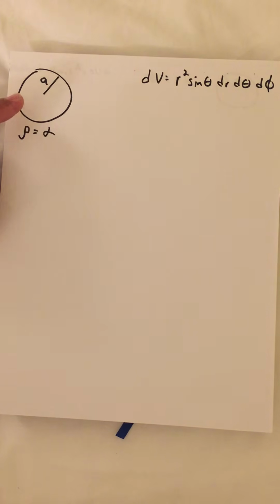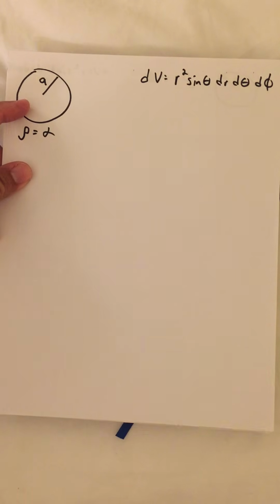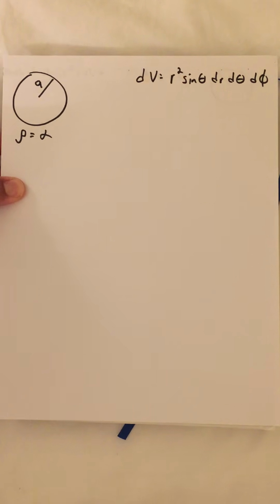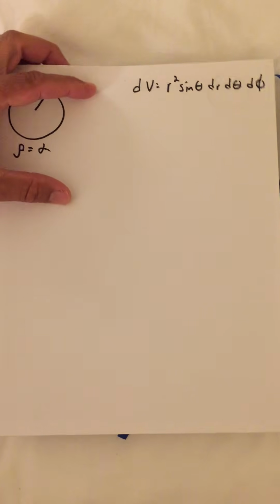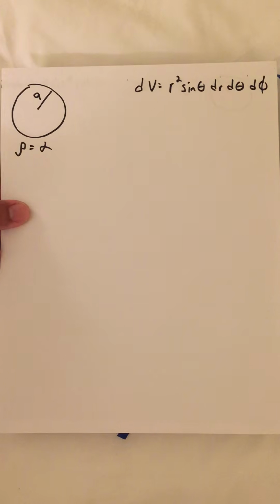Now, remember, the only way I can do that is to have an insulating sphere. A conducting sphere would result in the charge being distributed over the surface, but an insulating sphere will allow me to put the charge within the volume. So it's an insulating sphere, and the charge density is uniform.